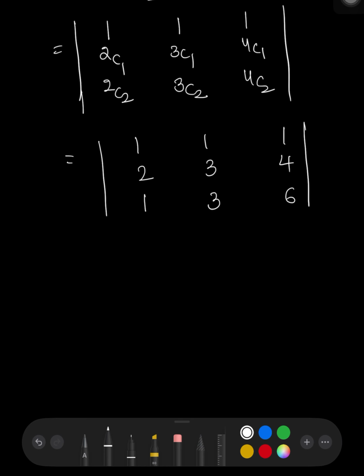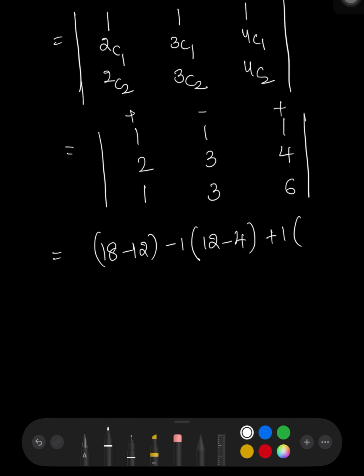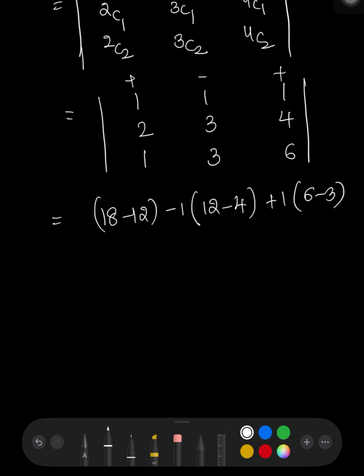Now we can directly solve the determinant, there is no problem, or else we can do the row operation also. With plus, minus, plus signs, we get 18 minus 12, minus 1 into 12 minus 4, plus 1 into 6 minus 3. So 18 minus 12 is 6, 12 minus 4 is 8, minus 8, and plus 3. So this is 9 minus 8, the answer is 1. Like this we can solve the question.